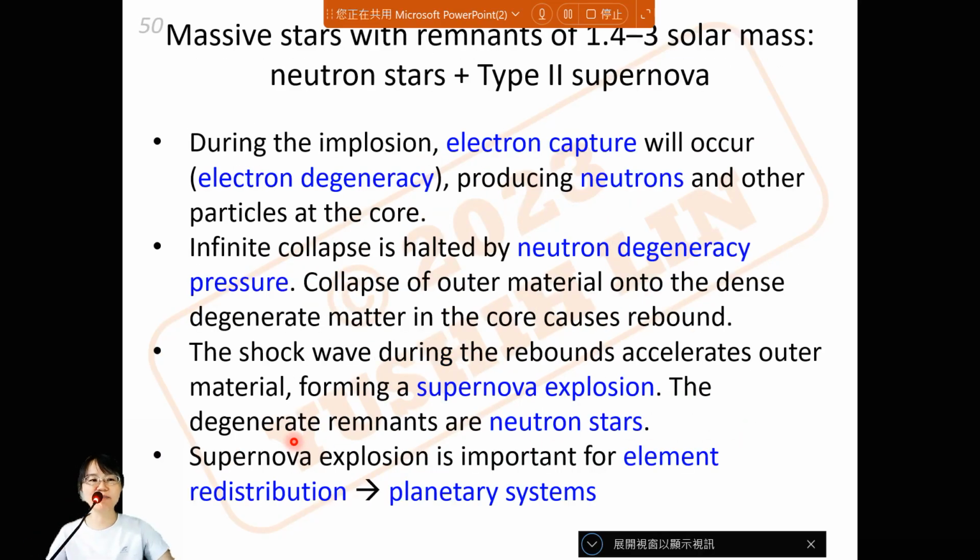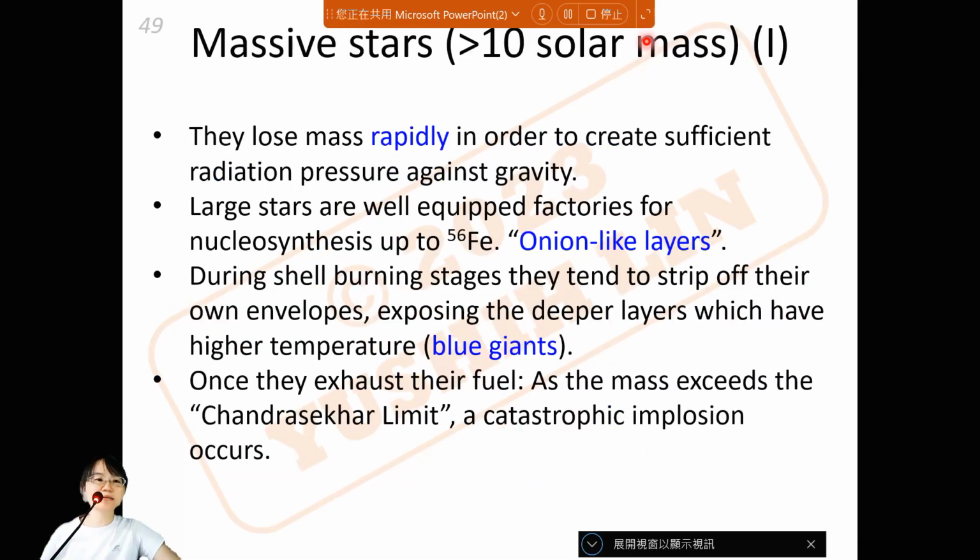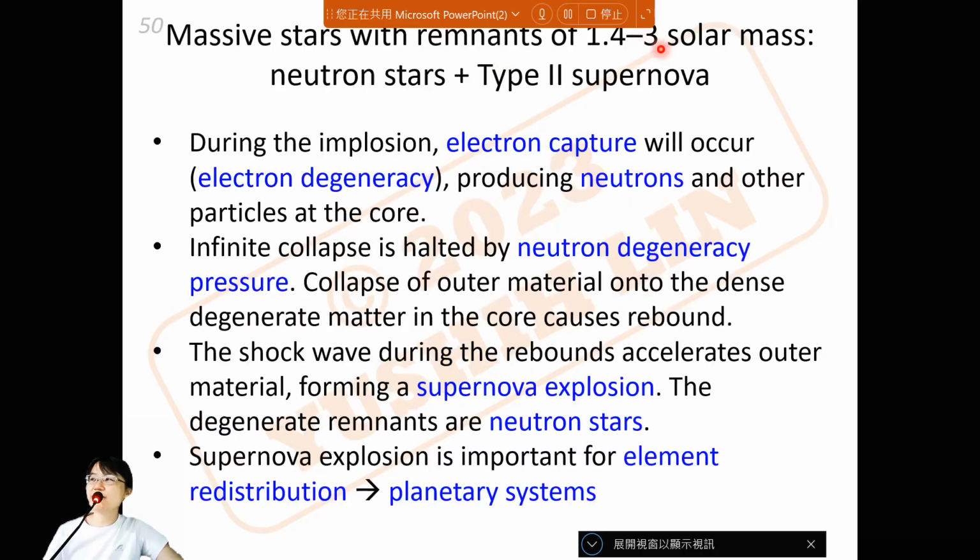Okay, so we first talk about massive stars with remnants of 1.4 to 3 solar mass. What was the initial mass? Larger than 10 solar mass. So it burns away more than 70% of its mass, or strip off. They will form neutron stars or type 2 supernova. So I will explain the detail here.